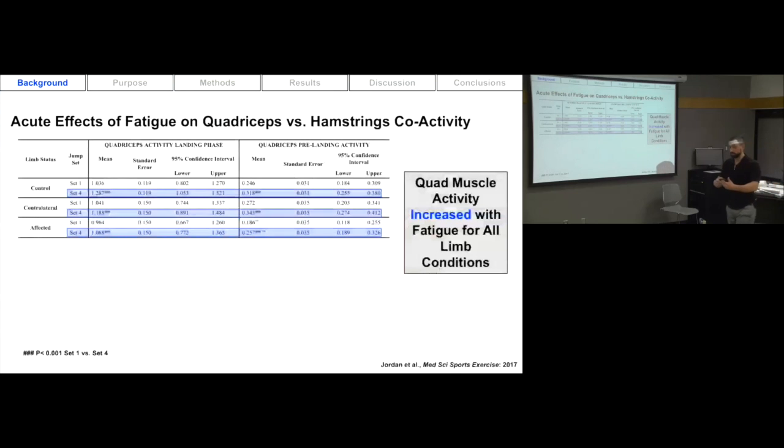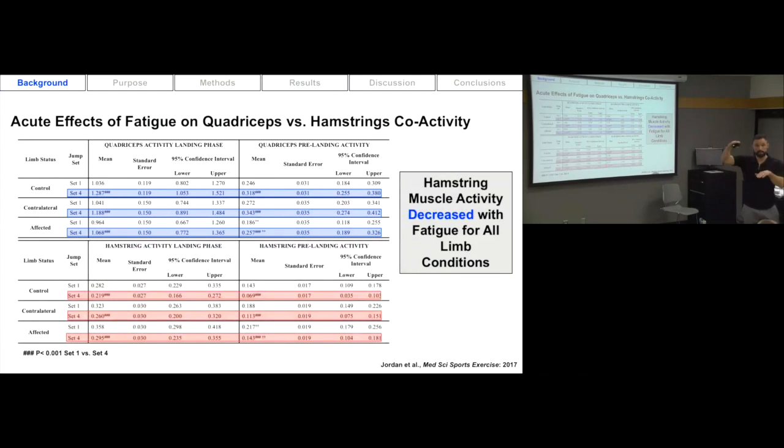We also found, interestingly, that quadricep muscle activity went up with fatigue for all limb conditions. So the control limb, the ACL Reconstructed limb, and the contralateral limb showed increased quadricep muscle activity with fatigue in that pre-landing phase. And again, that's one of the factors that's been associated in other athlete populations with a high risk for ACL injury.